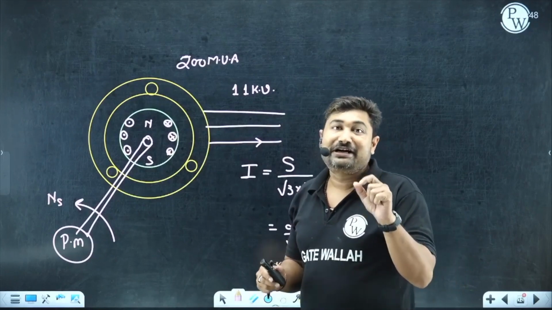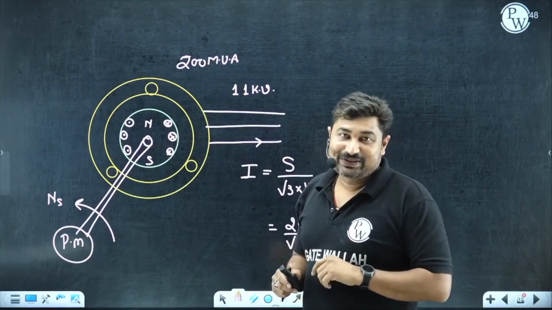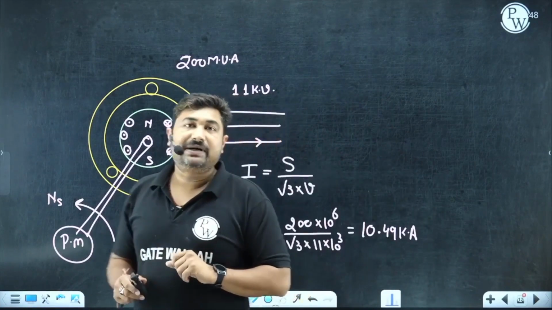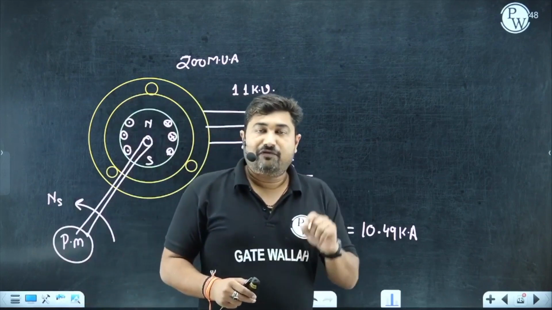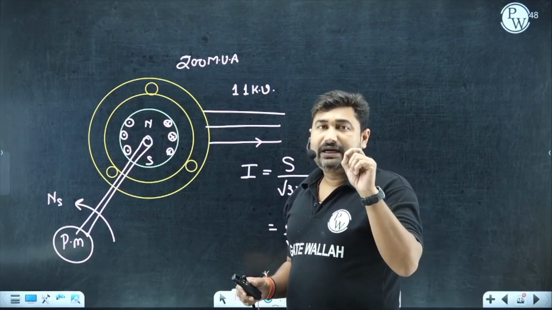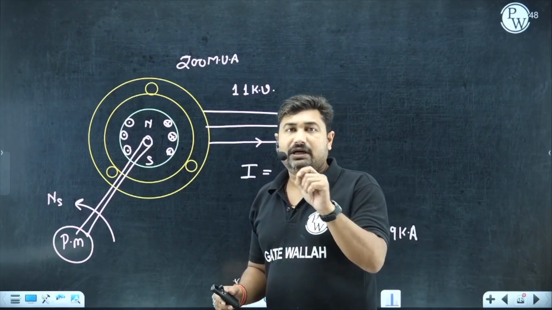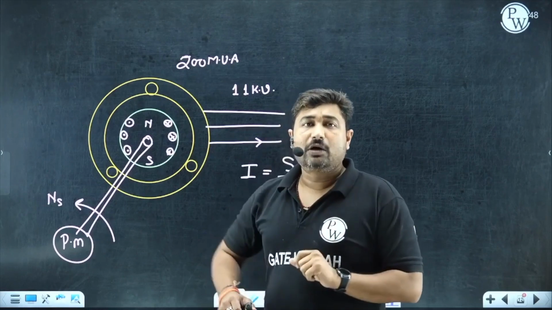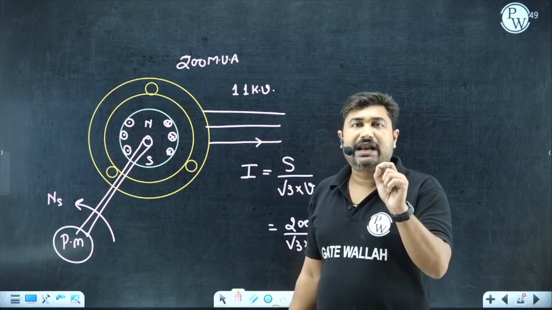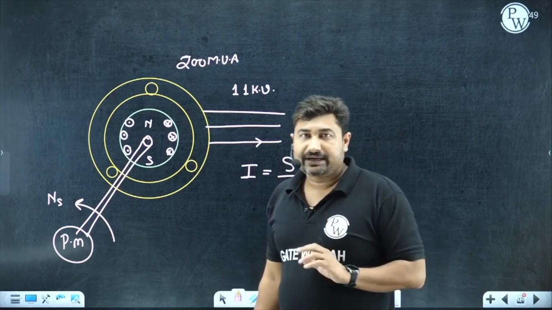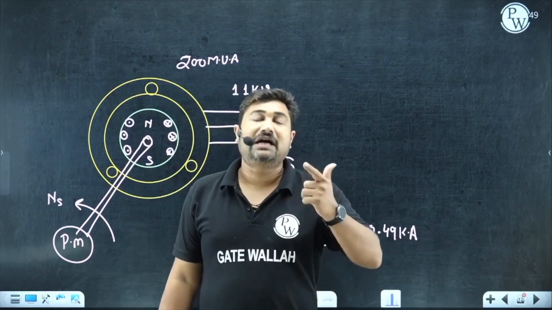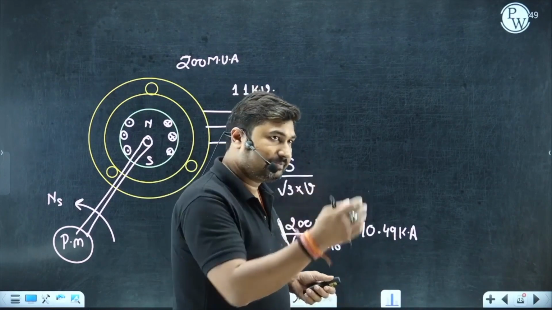Now, this current rating needs a very thick wire. Whenever we talk about the thickness of wire, it depends upon the current rating. For low voltage devices, like a normal tube light, it can be supplied by a very thin wire, usually a 1 mm wire or 0.5 mm wire. You can't use the same wire for supplying an AC. Why can't you use the same wire for AC?